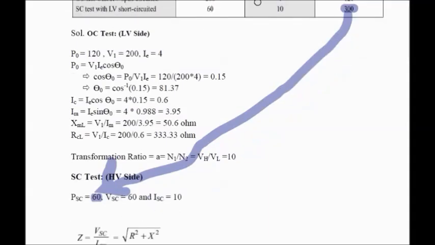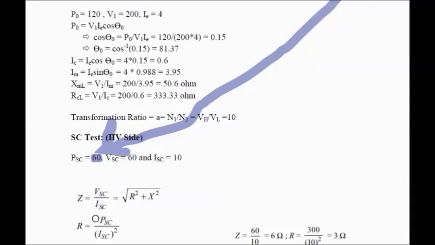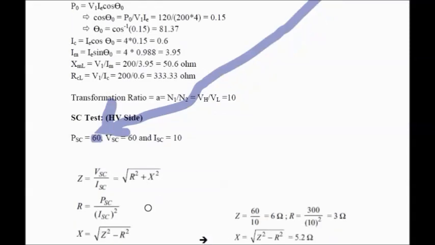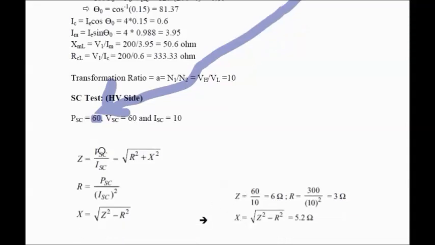VSC is 60 and ISC is 10, and we know that Z for the SC test is VSC upon ISC, which is the square root of R square plus X square, and PSC upon ISC square is R. So Z is VSC upon ISC, this is 60 upon 10, that is 6 ohm. R is the wattmeter reading upon the ammeter reading squared. The wattmeter reading is 300, the ammeter reading is 10, so 300 upon 10 square, that is 3 ohm, and X will be the square root of Z square minus R square, that is 5.2 ohm.